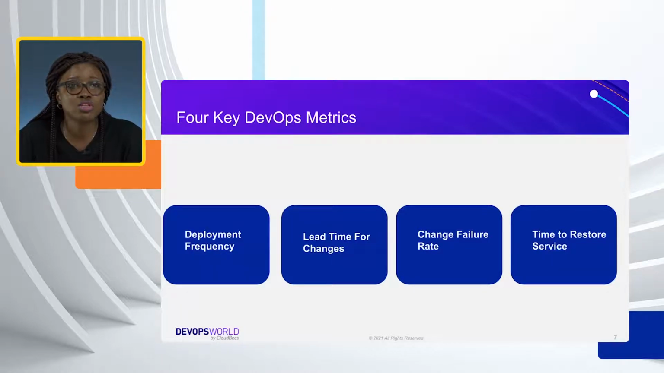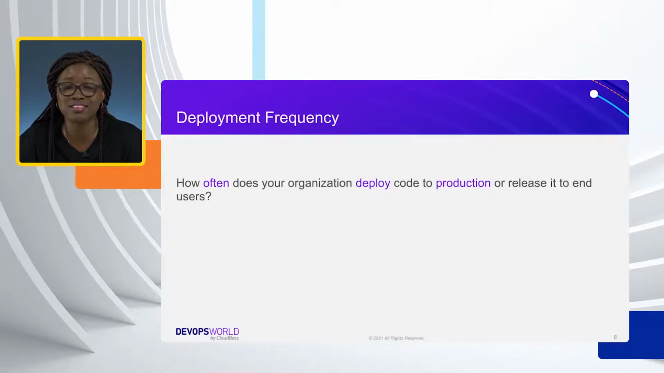Now, the first 2 metrics pertain to velocity, and this means how fast you are able to release new capabilities. The first 2 we'll look at are deployment frequency and lead time for changes. The last 2 are change failure rate and time to restore service. And these last 2 pertain to stability: how stable is the product you are delivering to your clients, and the reduction of defects and downtime. These metrics align with the dual goal of DevOps. And what is the dual goal of DevOps? The dual goal is to move fast and not break things.